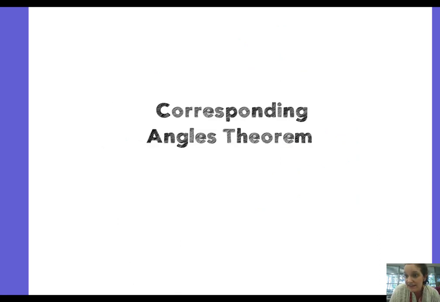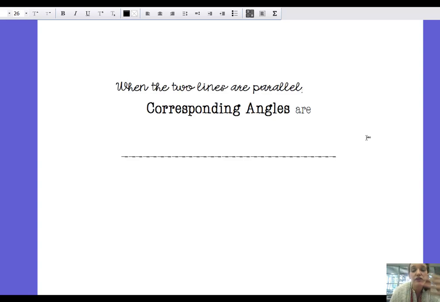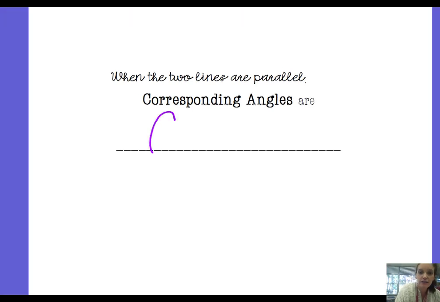The corresponding angles, that should say postulate. Corresponding angles postulate. Whoopsies. Nice fix. Corresponding angles postulate says that when those two lines are parallel, and only when those two lines are parallel, our corresponding angles are also going to be congruent.